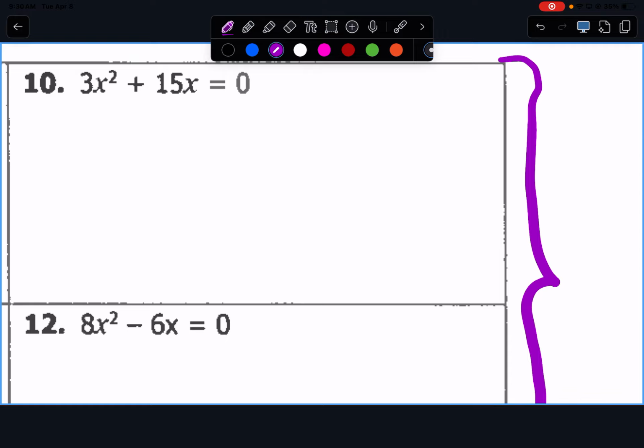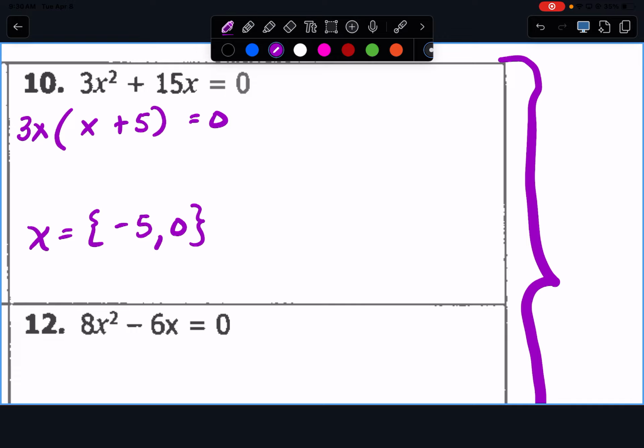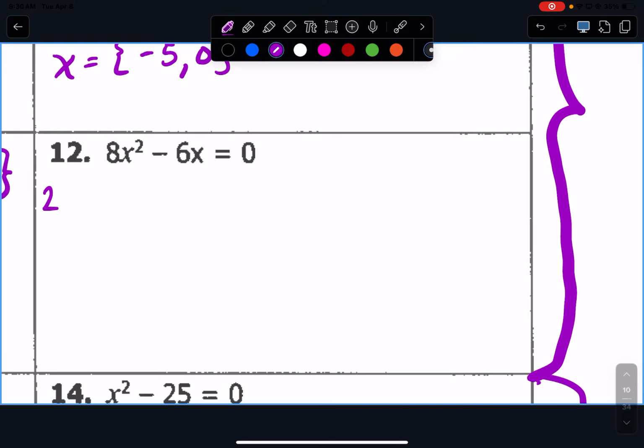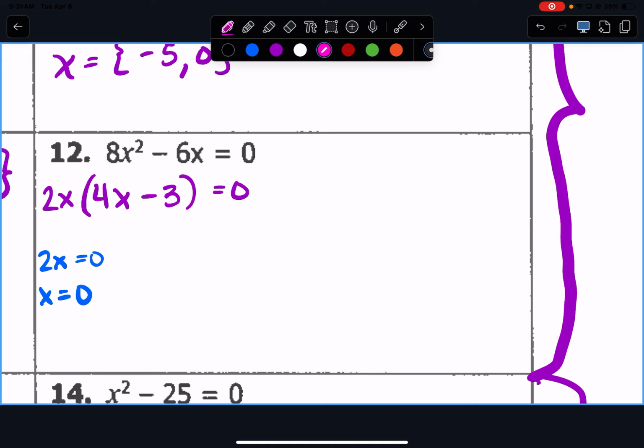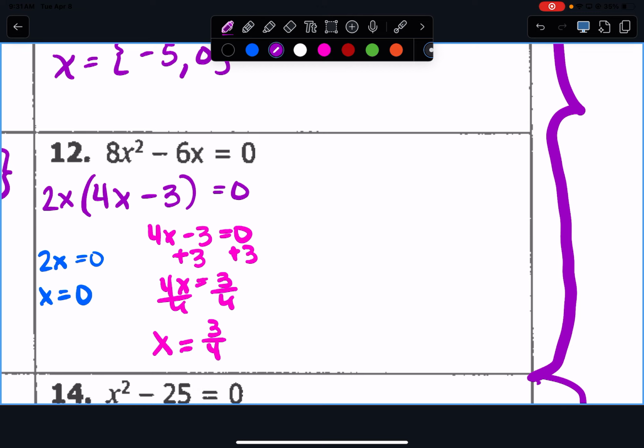What was our GCF for number 10? 3x. Which leaves us with? X plus 5. So once we solve that, what is our solution? Negative 5, 0. Okay, but for number 12, what is our GCF? 2x. What does that leave us with? 4x minus 3. So we do 2x equals 0, which gives us x equals 0. Then we have 4x minus 3 equals 0. To solve that, what do I do? Add 3, and then divide by 4. So we get x equals 3/4. And so our answer is just 0, 3/4.